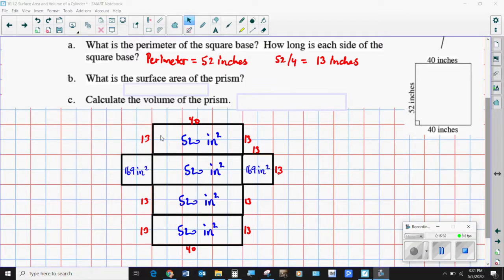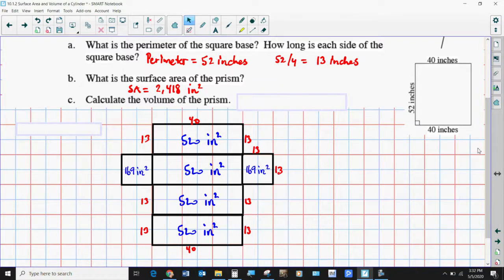All right, so if every one of these longer rectangles is 13 by 40, that means that 13 times 40 is 520. Each one of these faces is 520 square inches. And these squares, the bases, are each 13 by 13, so they're 169. So you add them, put them all together, and you get a total surface area of this gym bag of 2,418 square inches.